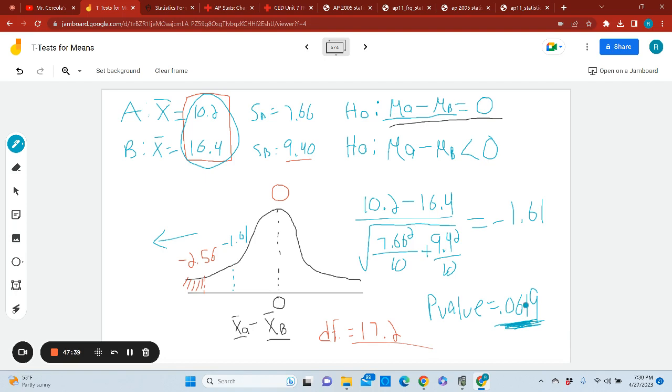That's a pretty low number, right? You would think that is evidence that the drug does work, but they asked us to run the test at the 1% level. If we had to run this test at the 10% level, this is smaller than 10%, so you would have rejected the null. But they wanted us to run it at the 1% level. This is bigger than 1%.